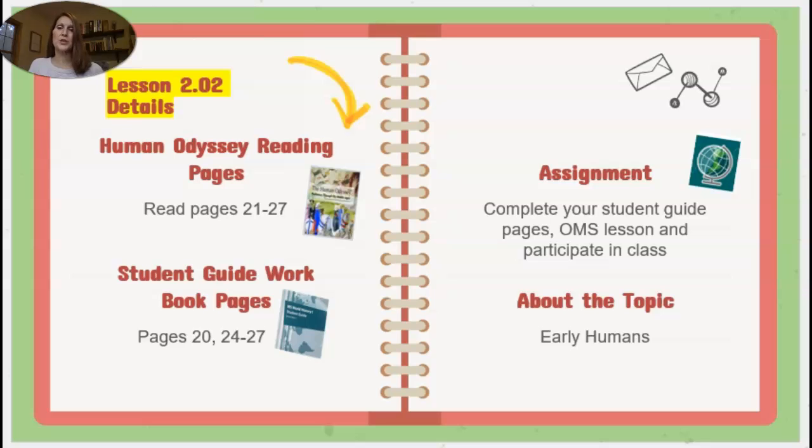For your reading pages, you have pages 21 to 27, and Student Guide Workbook pages 20 and then 24 to 27. Your assignment is to complete your student guide, your OMS lesson, and participate in class. The topic is about early humans.